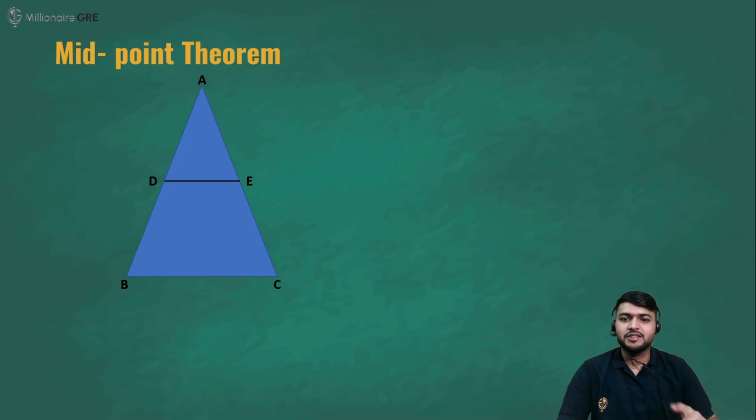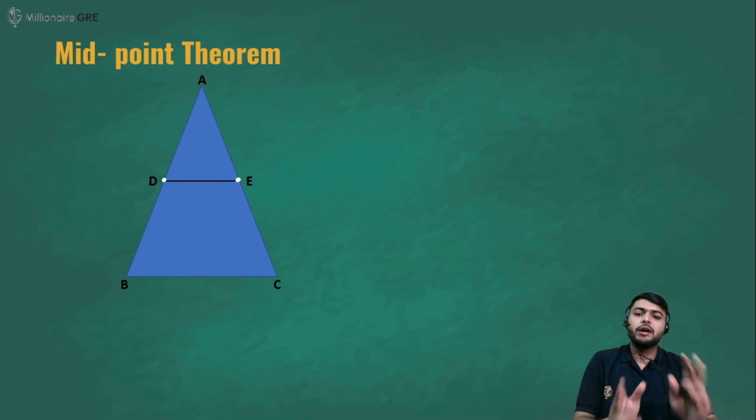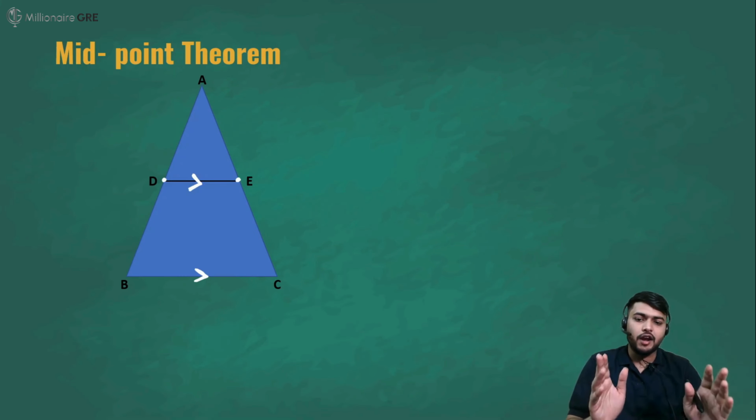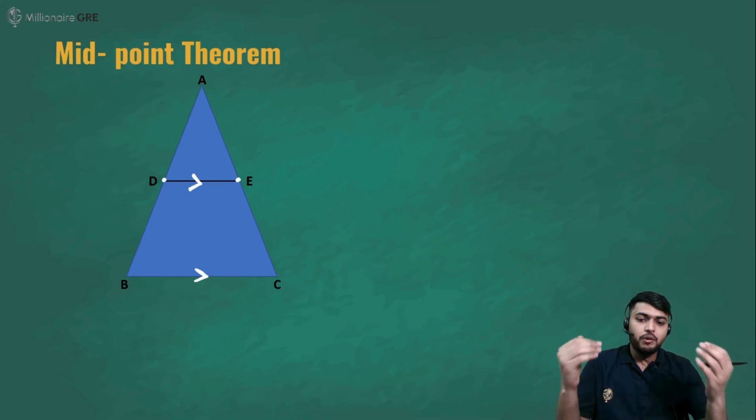The next concept is the midpoint theorem. Let's say D is the midpoint of the line segment AB and E is the midpoint of this side AC. Now the midpoint theorem states that if you join the midpoints of any two sides of a triangle, the line segment formed would be parallel to the third side and half of the third side. Again, let me reiterate. If you join the midpoints of any two sides of a triangle, the line segment formed would be parallel to the third side and half of the third side.